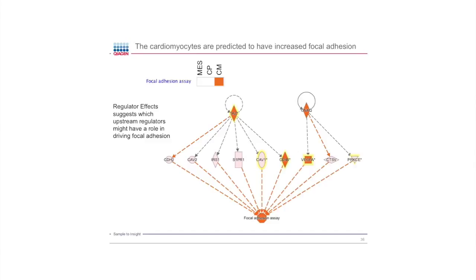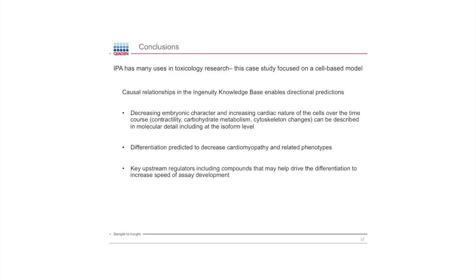And that's it. IPA has many uses in toxicology research and general research. You're able to study a very complex situation like developing cardiomyocytes and really understand at a molecular level what's going on and be able to generate hypotheses for how to test those features in the lab. And you can get that level of molecular detail at the isoform level. Differentiation is predicted to increase and in turn decrease cardiomyopathy. There are upstream regulators that came out, including compounds that might help drive the differentiation. That's what we can do with this kind of data in IPA.